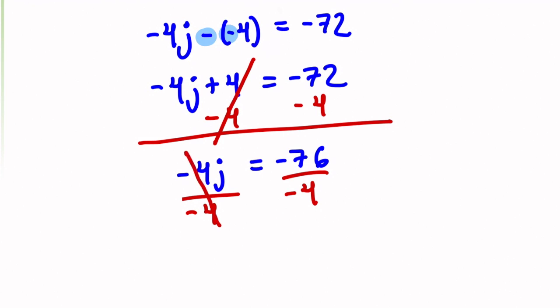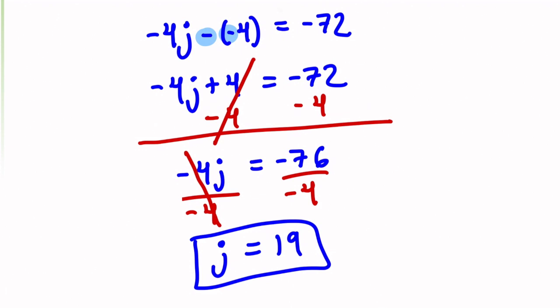So bring down the j, bring down the equal sign, and then divide -76 by a -4. And the answer would be a positive because a negative divided by a negative is a positive. So j equals 19. And that's it.